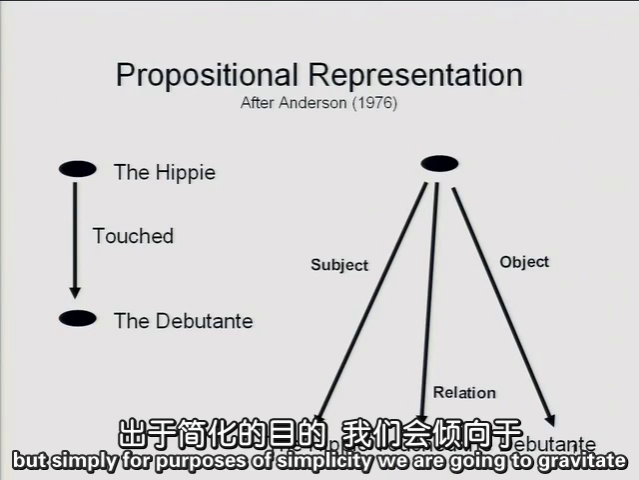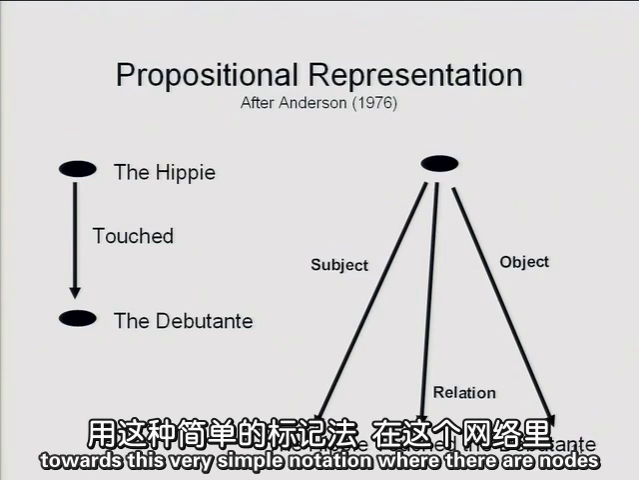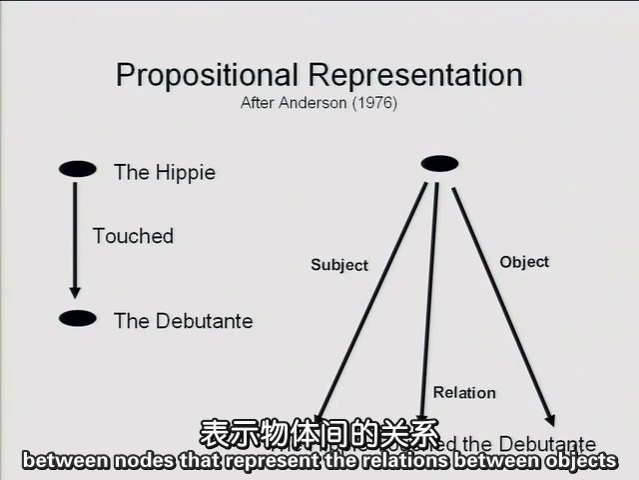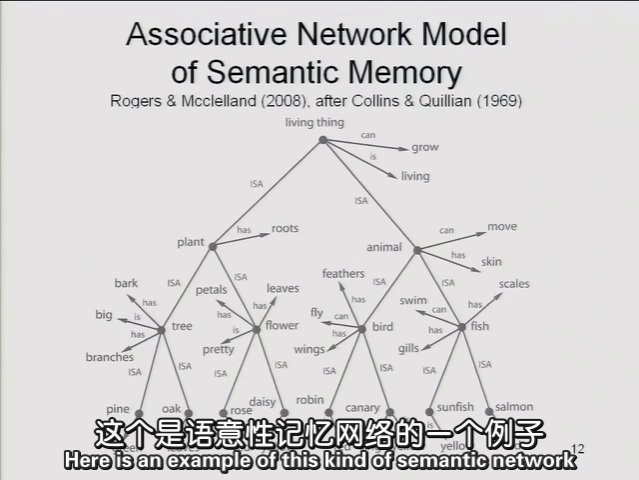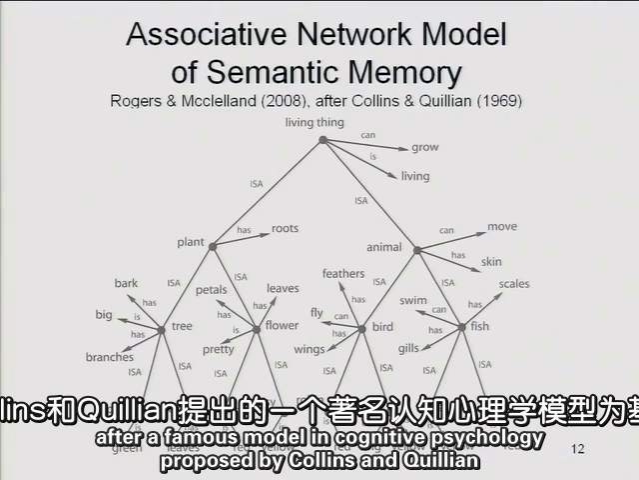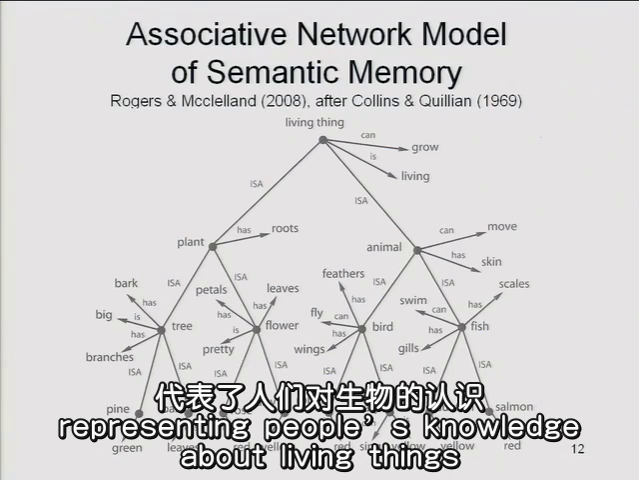We're going to make a lot of use of this kind of notation in these two lectures, but simply for purposes of simplicity, we're going to gravitate towards this very simple notation where there are nodes in the network representing concepts and associative links between nodes that represent the relations between objects. Here is an example of this kind of semantic network from a recent paper by Tim Rogers and Jay McClelland, after a famous model in cognitive psychology proposed by Collins and Quillian. And what you've got here is a network representing people's knowledge about living things.